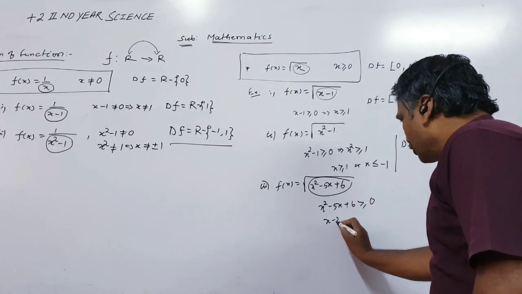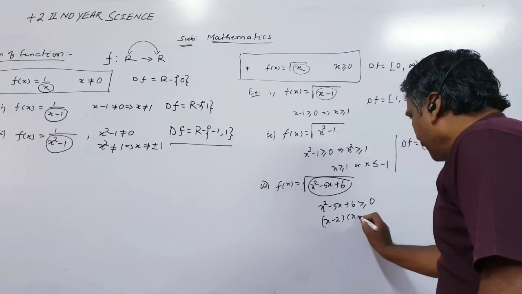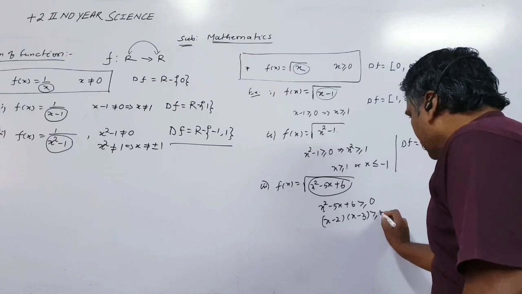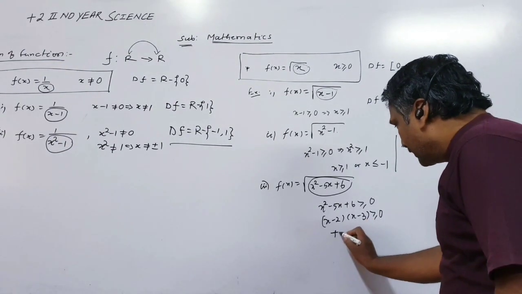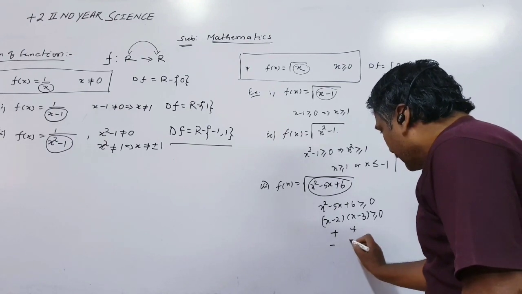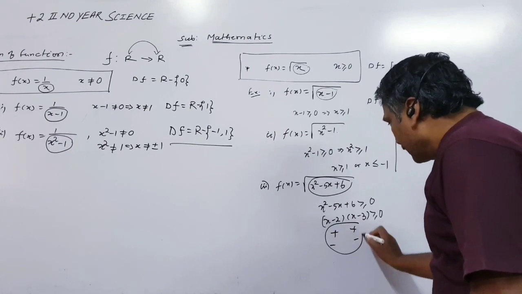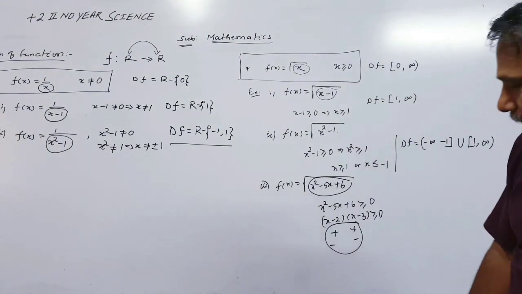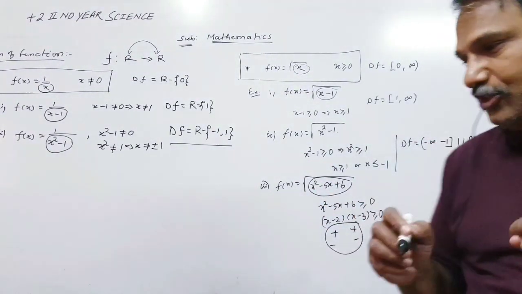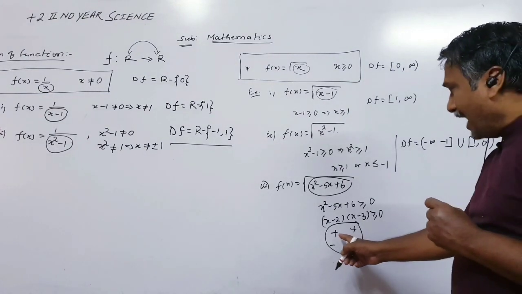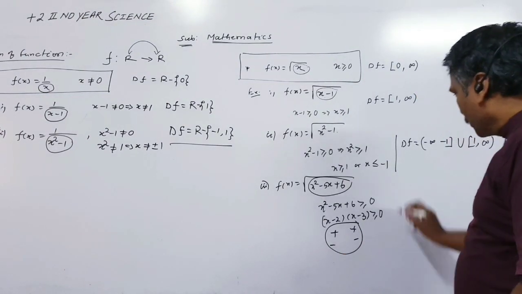Now if you factorize these two, we have (x − 2)(x − 3) ≥ 0. Either both are positive or both are negative, then the product is positive. If one is positive and another is negative, then the product is negative, less than 0. So either both are positive or both are negative.